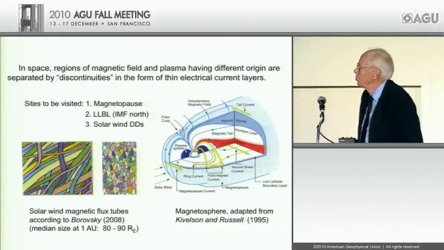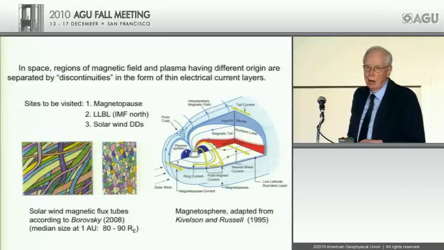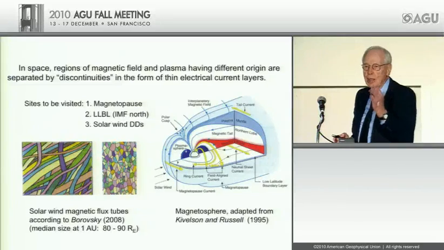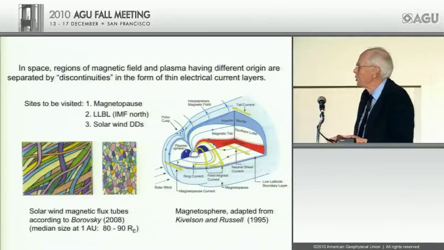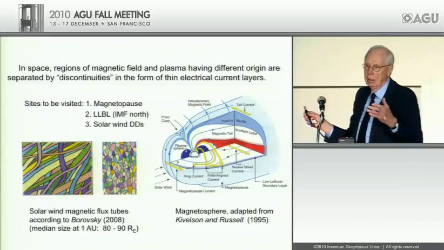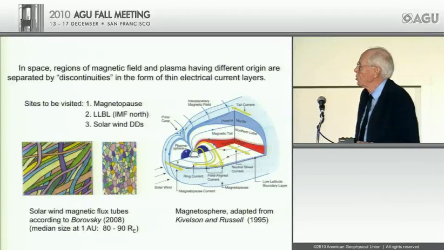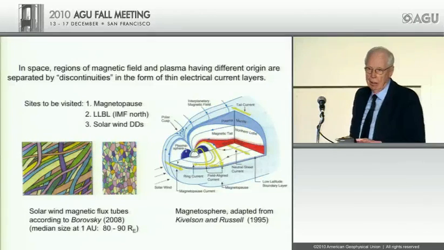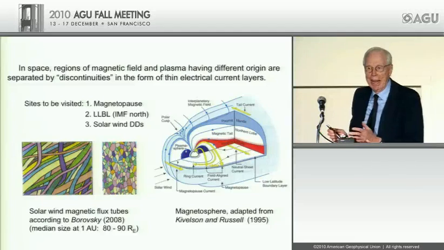Now, here's a picture from Joe Borowski's recent work, and it shows a tangle of flux tubes originating on the sun in the granulation and the supergranulation and reaching a size of maybe 80 to 90 Earth radii at 1 AU. That is, they are much bigger than the magnetosphere. Now, these are, of course, not sitting still in space. You know, I say with Bob Dylan, they are blowing in the wind.